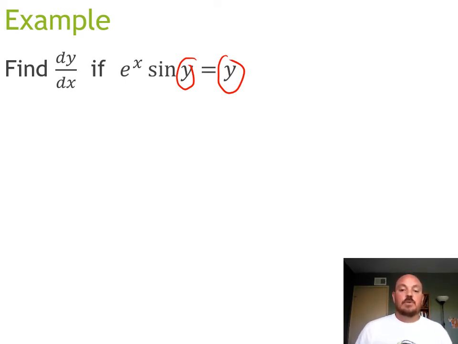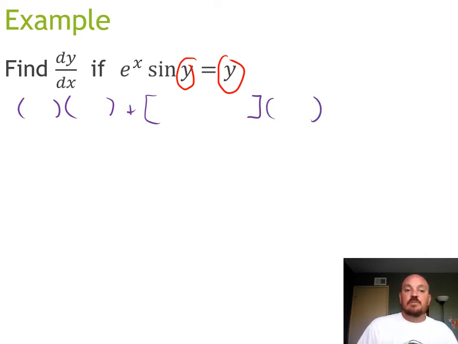So when I go to answer this question, and we're finding dy dx, what I'm going to do is take the derivative of everything. You're basically taking the derivative of both sides of the equation. Now on the left-hand side, we have product rule again. I'm going to leave myself a little space for that one.